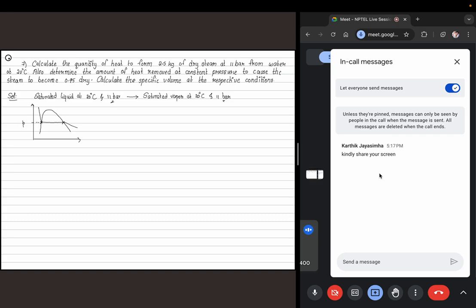This is what in the steam tables is referred to as HFG. All you need to do is look up the value at 20 Celsius and 11 bar pressure. Now this can be done in two ways. We have two different steam tables. You can either look up a temperature steam table or a pressure steam table.